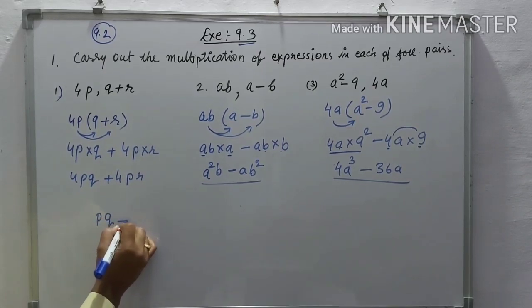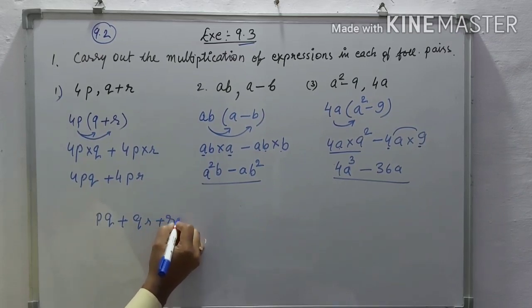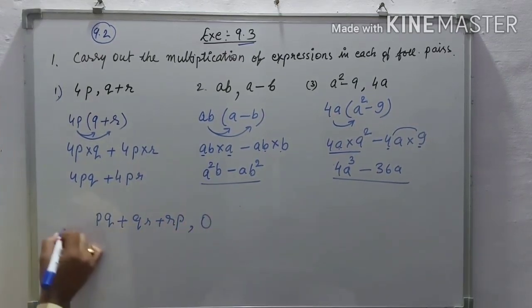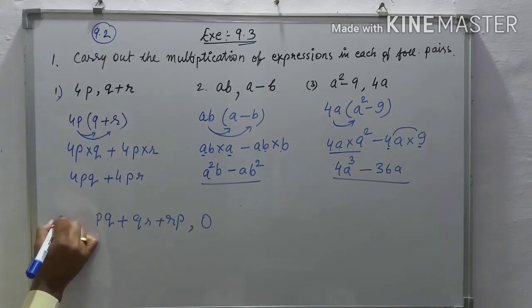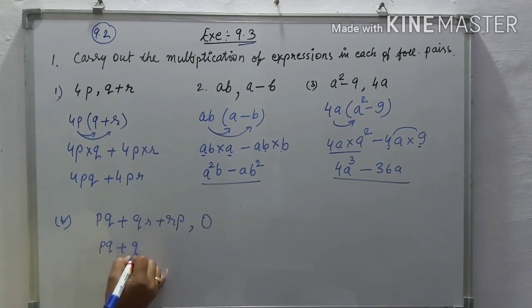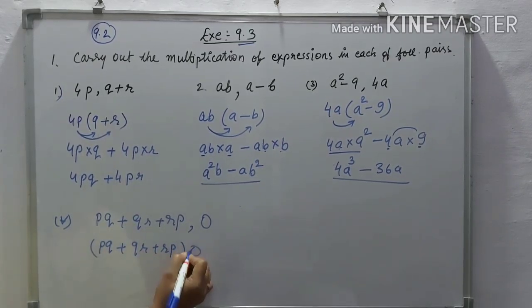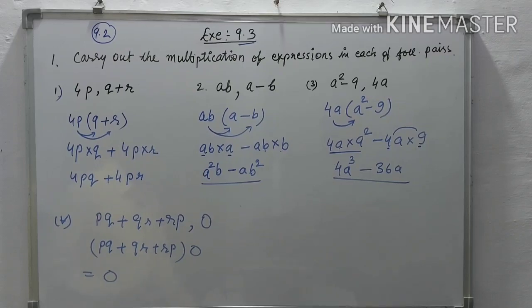Okay, in one question is pq plus qr plus rp. Okay, and second number is 0. This is the fifth question, so that will be pq plus qr plus rp multiplied by 0. It means 0, because if you multiply any number by 0, the final answer is 0.